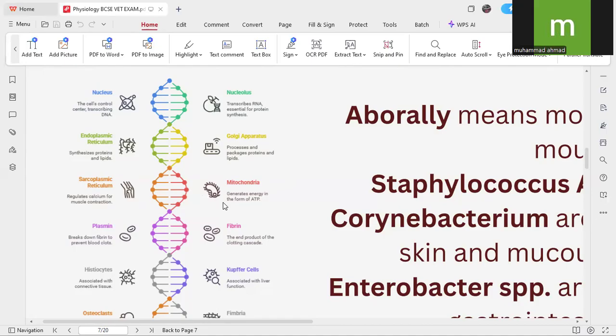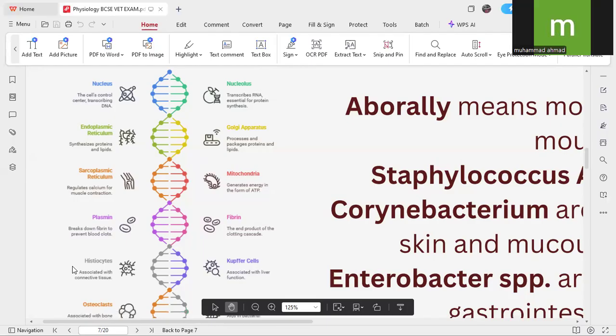Fibrin, the end product of the clotting cascade. Plasmin breaks down fibrin to prevent blood clot. Kupffer cell associated with the liver function. Histiocyte associated with the connective tissue. These are important.